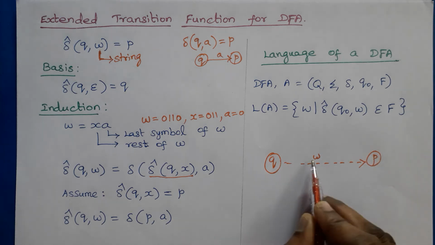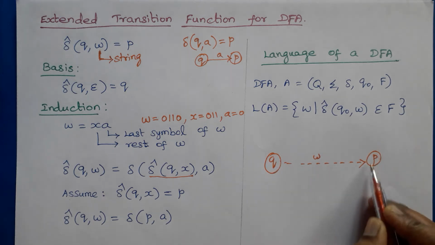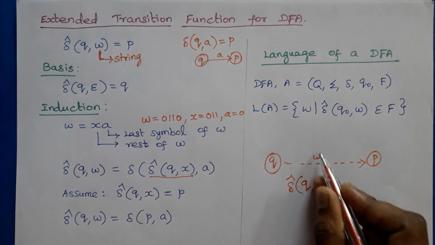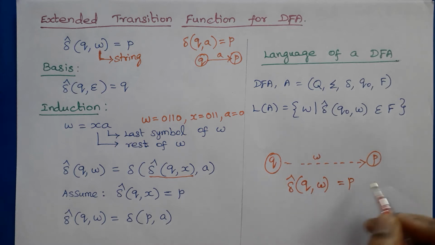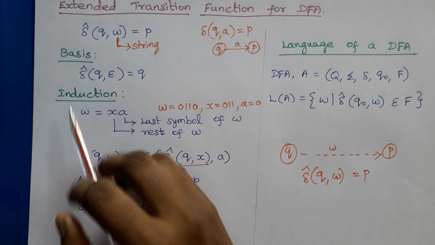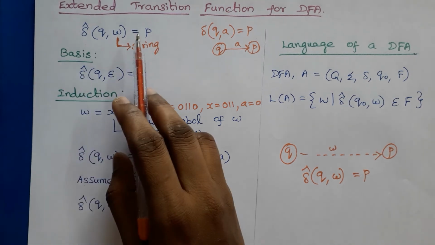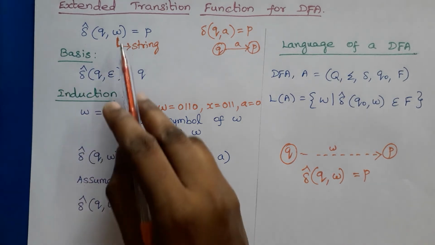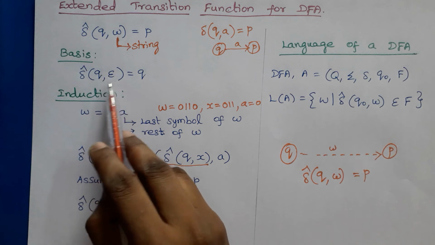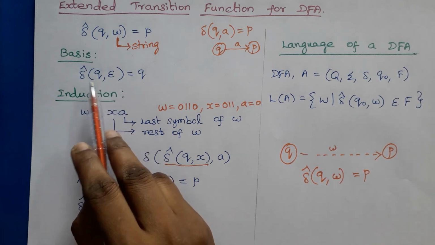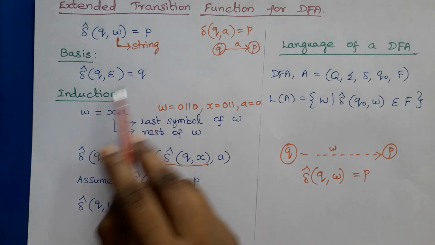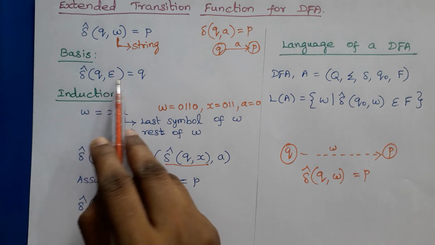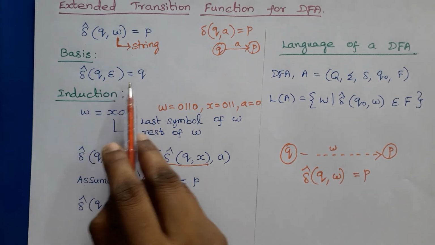So after reading all the symbols of W, if the DFA is in P, it can be written as delta cap of Q comma W equals P, where Q is the current state and W is the input string. This is the formal definition of the extended transition function. The basis condition is delta cap of Q comma epsilon equals Q. That is, without reading any input symbol, if we are in state Q, then we remain in the same state Q. Here Q is the current state and epsilon, the empty string, is the string. This is the basis condition.